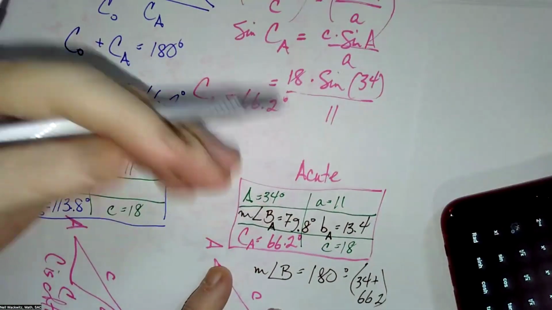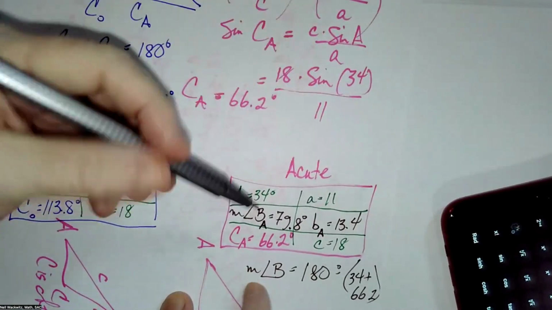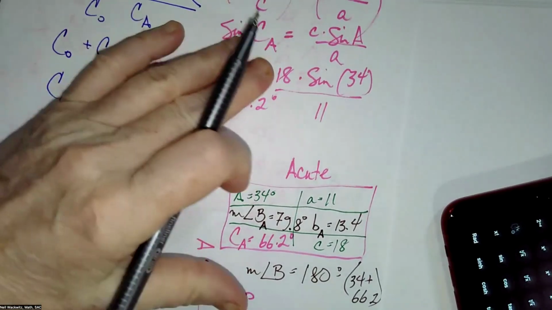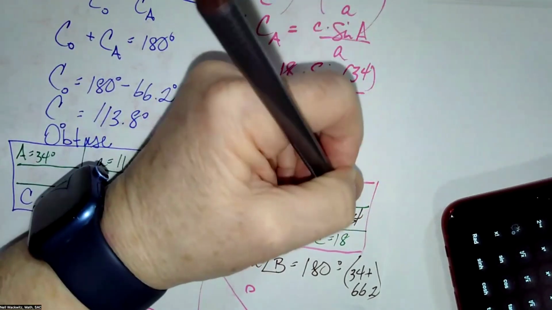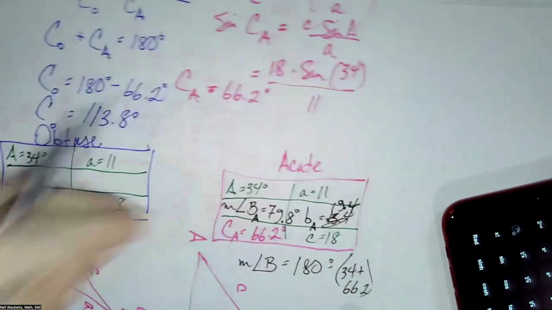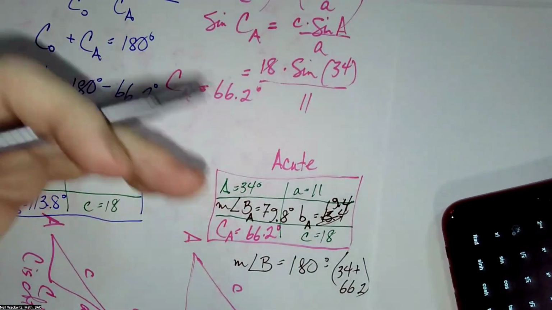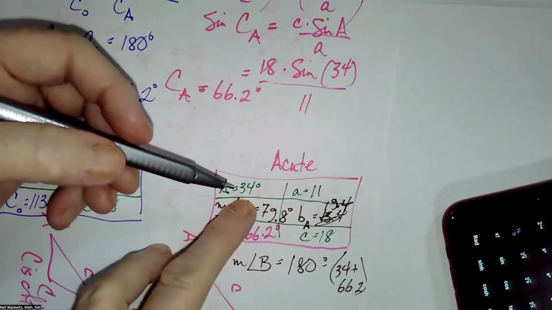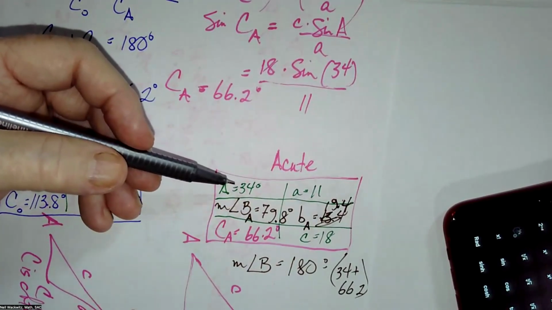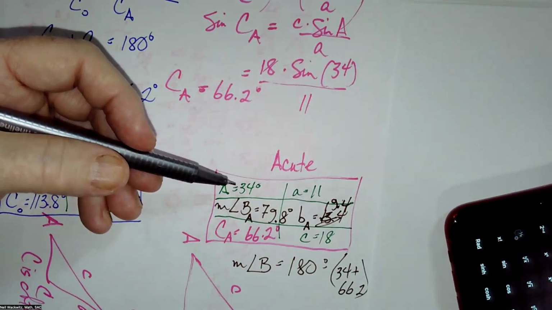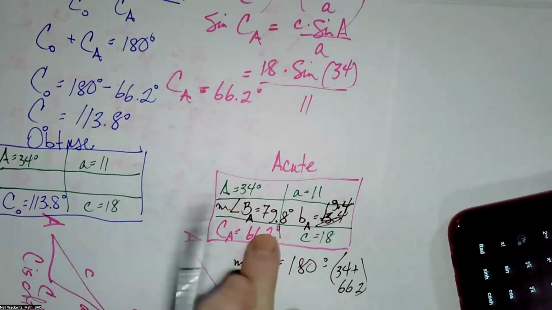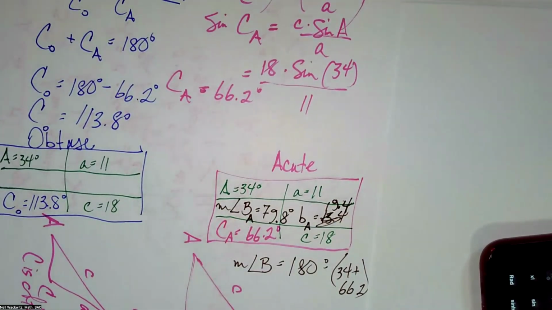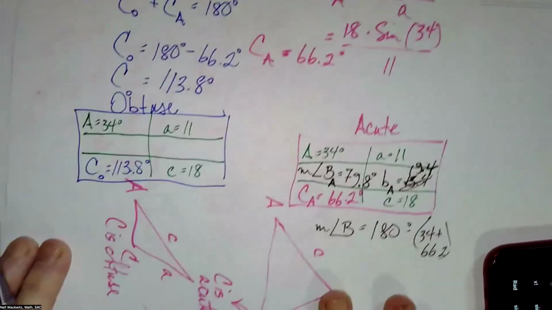It's a good idea when you're solving triangles to go smallest to largest, and make sure that the sides and the angles match up. So the smallest side is 11. Is 34 the smallest angle? Yes. And which angle is largest? Well, B, and side B is the longest. And since it is, we're happy. So we're probably doing right.